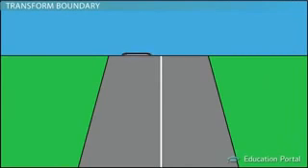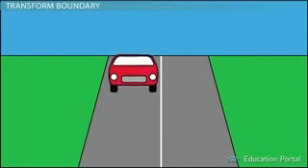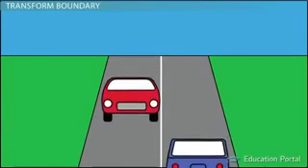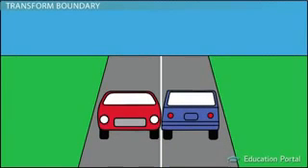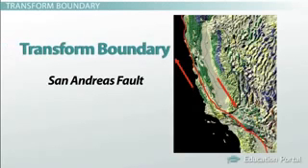A third way that plates can interact is by sliding past each other. This would be like cars sideswiping each other. One car is moving one way and scrapes by one going the other way. Tectonic plates do this as well, grinding past each other as they move in opposite directions. This third type of plate boundary is called a transform boundary.